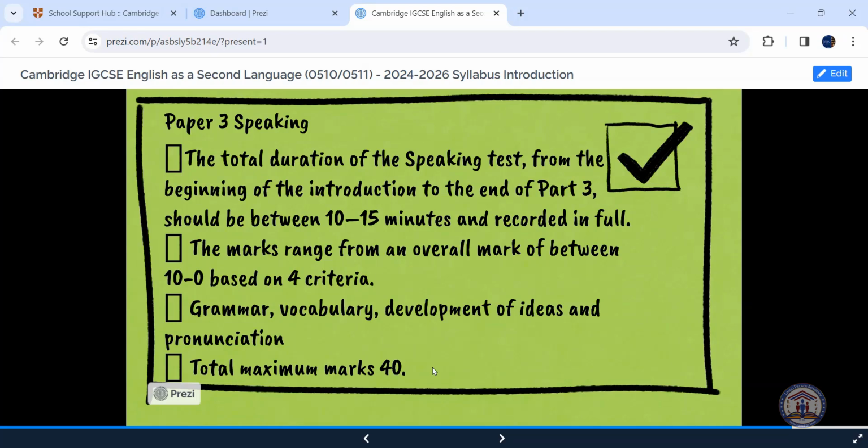This is very important. The maximum mark is 40 out of 40, and it will be counted if it is 0511 or 0991. It will not be counted, but the student has to take it if the test is 0510 or 0993.